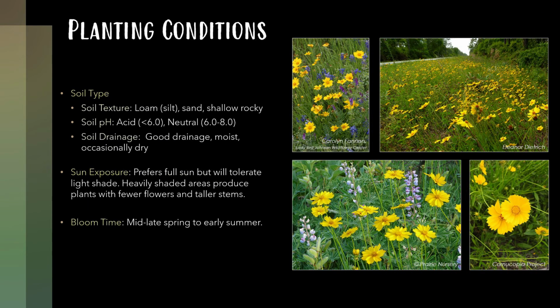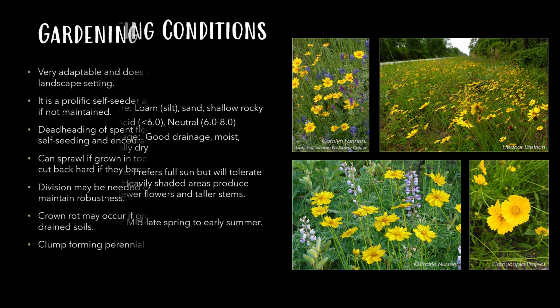The ideal planting conditions require a soil texture of either loam, sand, or shallow rocky areas. They typically stay within a neutral pH range, but can also survive some acidic soils. They do require good drainage, moisture, or occasionally dry. Coreopsis prefer full sun, but will tolerate light shade. Heavily shaded areas produce plants with fewer flowers and taller stems as a result of lack of sun, and their bloom time is mid to late spring to early summer.